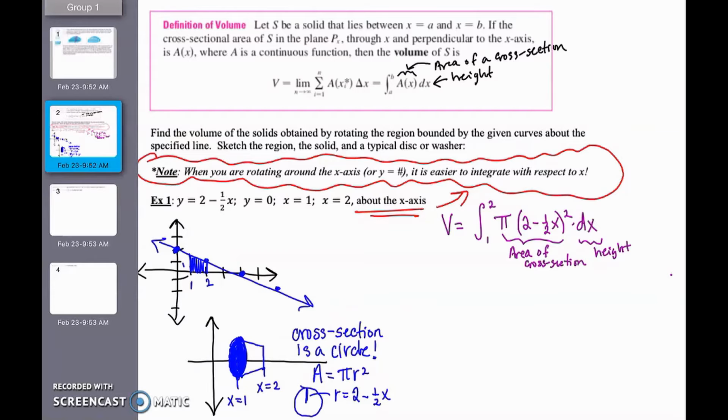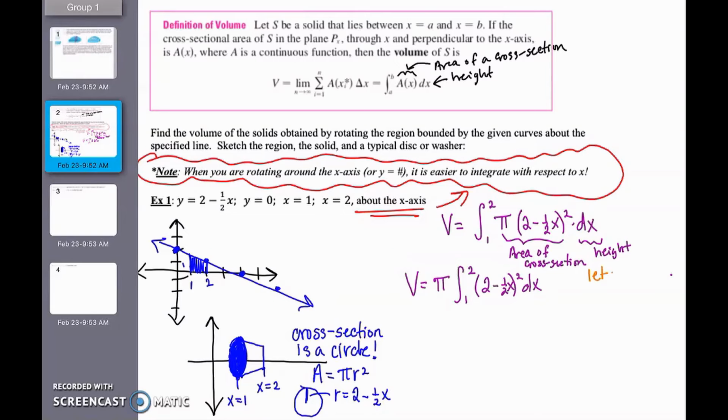So basically we have to do this integration. When we look at the function that we're dealing with, right away I can say we can pull that pi out in front of the integral, and I might do that first. So volume is pi times the integral from 1 to 2 of 2 minus 1/2 x quantity squared dx. Okay, so now here's the problem. I'm going to have to do a u substitution because I don't have an integration trick for something that looks like this.